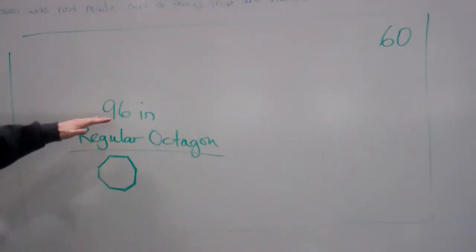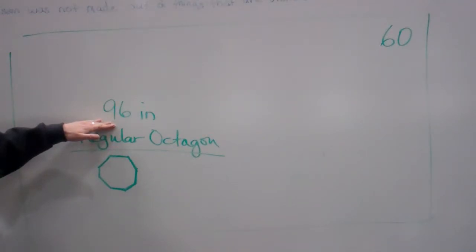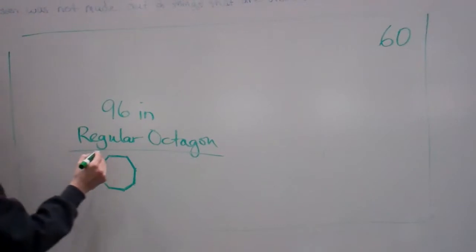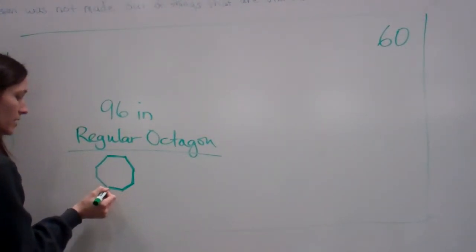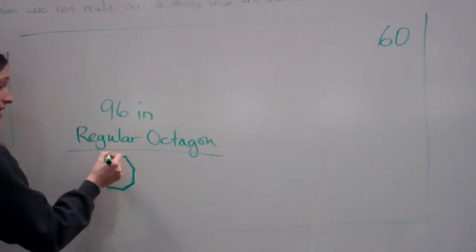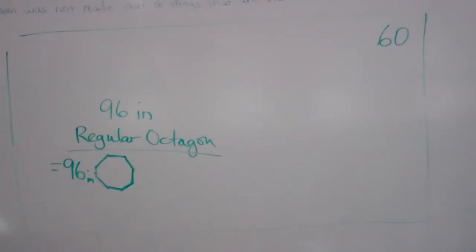A regular octagon has a perimeter of 96 inches. Now, you need to use foreknowledge. What does perimeter mean? Yes? The distance around. So this plus this plus this plus this plus this plus this plus this plus this equals 96 inches. And then they asked me this question. How long is each side? Isaac, 12 inches. How did you get that?